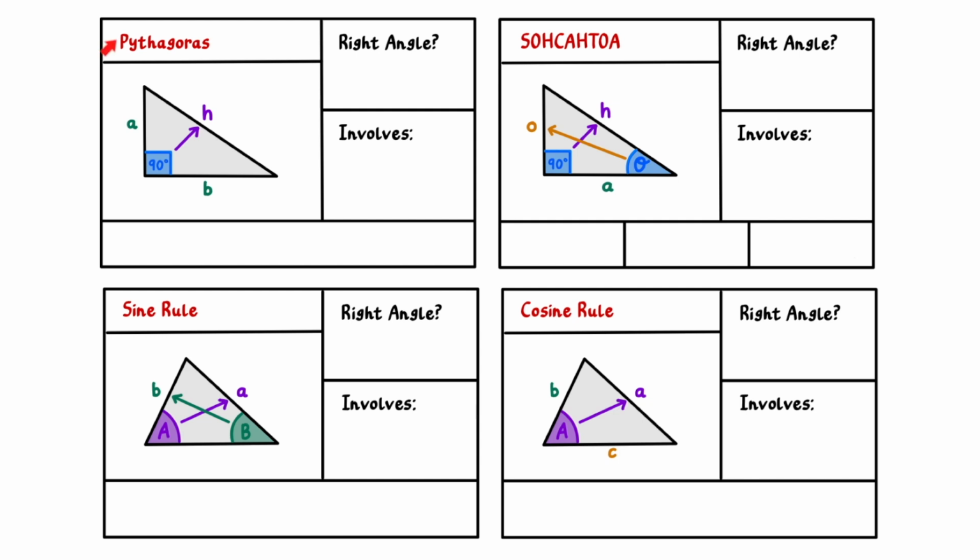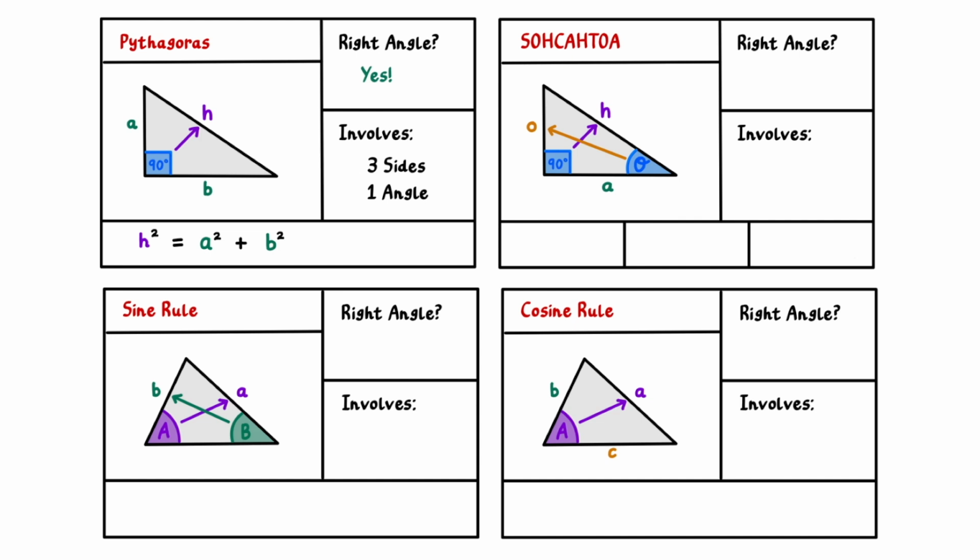Pythagoras' theorem states that in a right-angled triangle with a hypotenuse of length h and lengths of a and b for the other 2 sides, we will have h squared equal to a squared plus b squared. This method can only be applied to right-angled triangles. Our diagram involves 1, 2, 3 sides and 1 angle, namely the 90-degree angle.